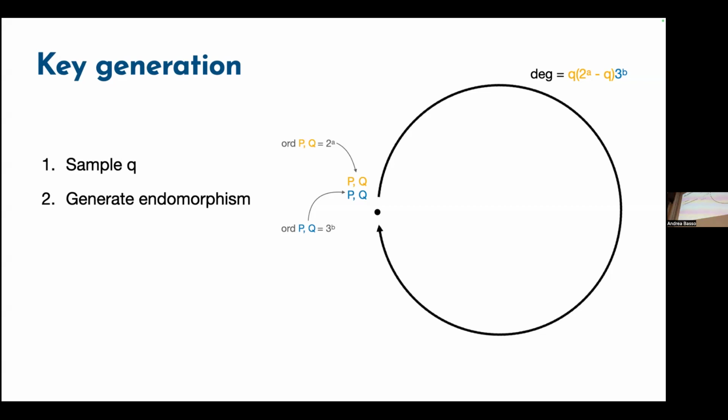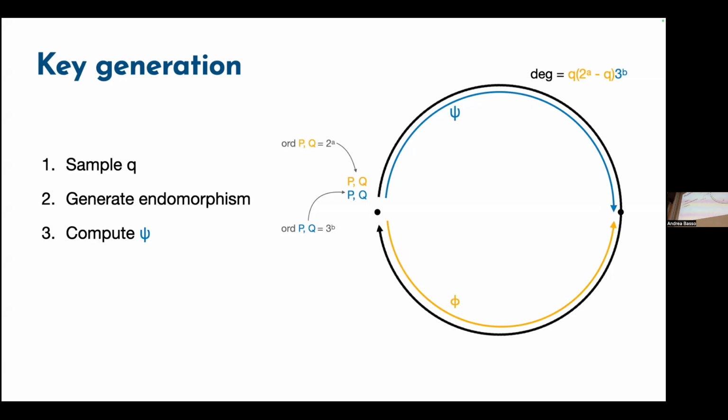But because this endomorphism is the product of these 2 values, q times 2 to the a minus q on one side and 3 to the b, it means we can split this into 2 isogenies: one psi of degree 3 to the b, and one isogeny phi of degree q times 2 to the a minus q. Because we know how the endomorphism acts on the blue points, on the 3 to the b torsion, we can extract the kernel of psi.